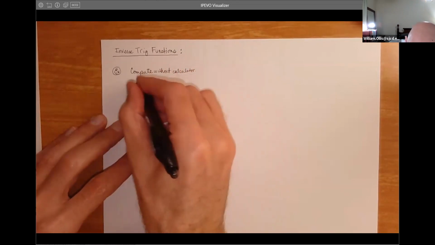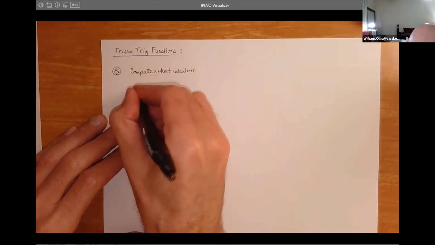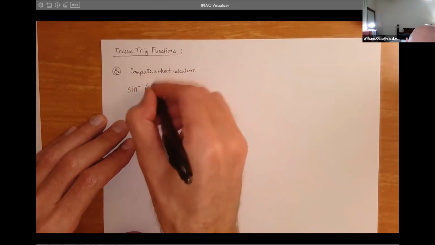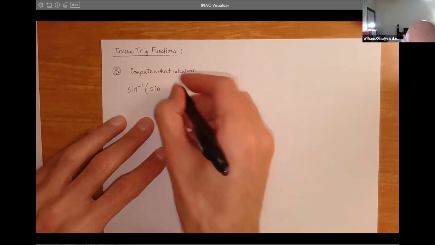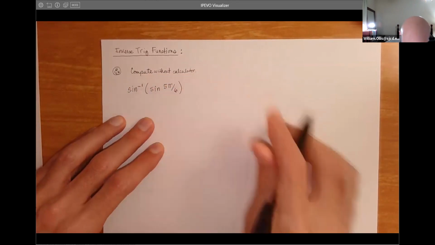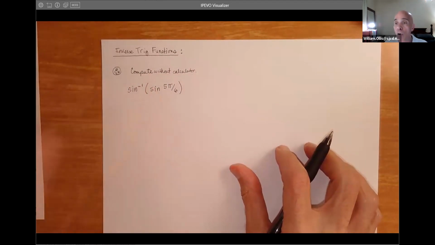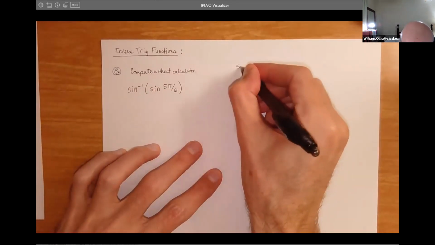So here's an example. Let's try one that's actually kind of interesting. Say we have the inverse sine of sine of 5 pi over 6, okay? Now, the first thing you could do when you look at this problem is say, oh, those are inverse equations. So first, you do a little sidebar.